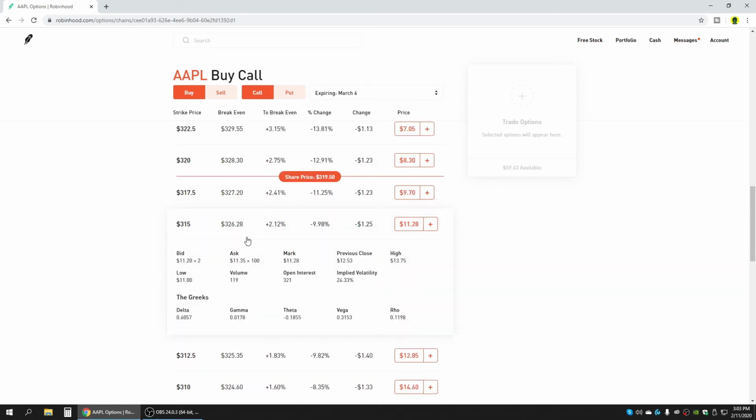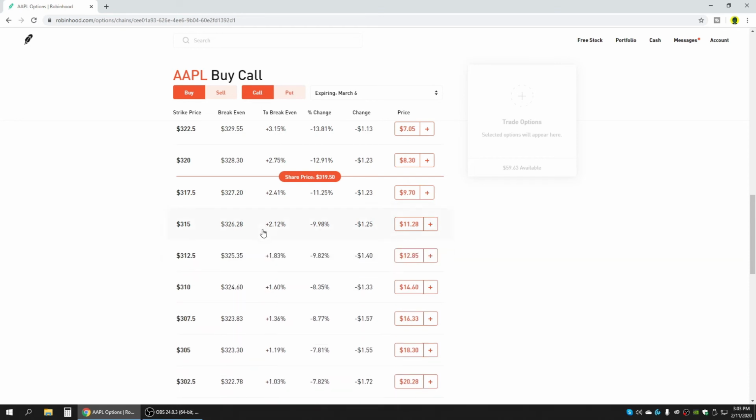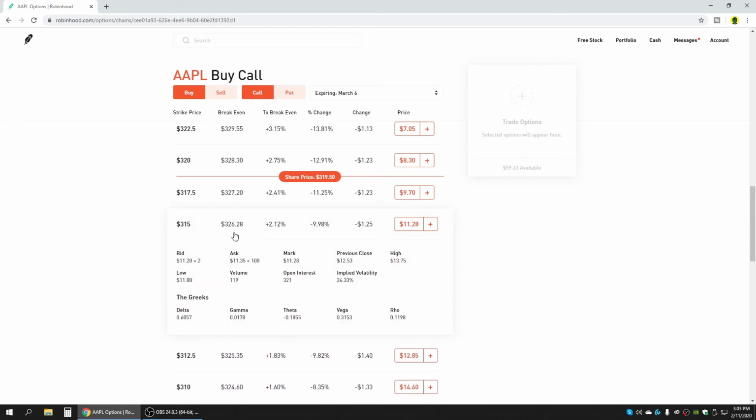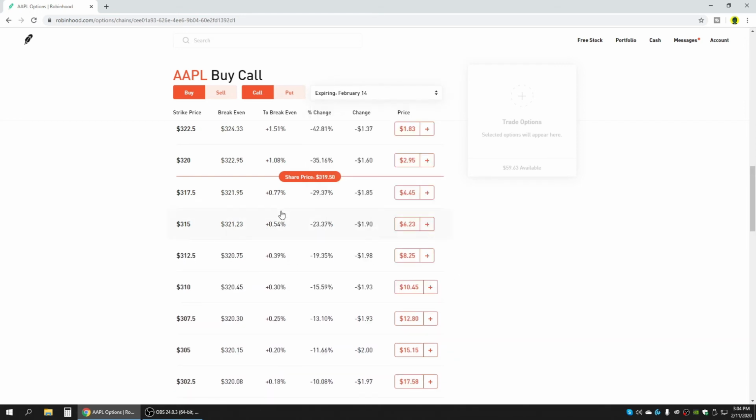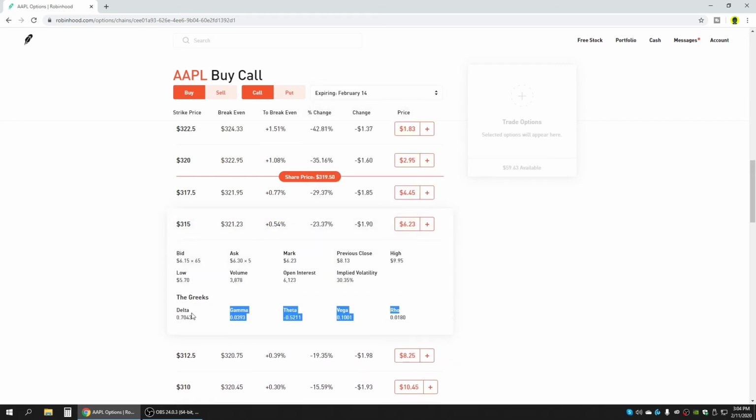But as you can see, once you get in the money, it really doesn't change as much. We can look at this 315, 60 cents per dollar. We go to the February 14th. This one's even more. So in inverse, when you have less time and you're in the money, your contracts are gaining more value because that's why these contracts are valuable, is because when they go in the money, you're able to buy or sell the shares depending if you have a call or a put.